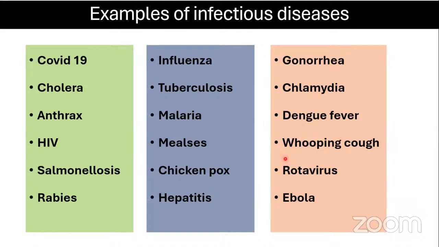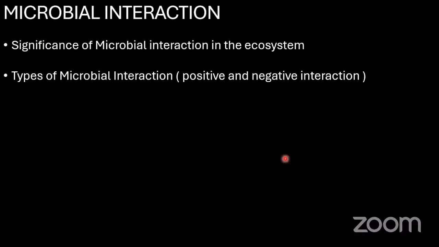Now, away from infectious disease, we look at microbial interaction. Microbial interaction is an interaction between microorganisms in an ecosystem. That is how microorganisms interact with one another. Some of this interaction can lead to death. Some of them can lead to prolongation of their life. It can lead to promotion of life. It has so many benefits.